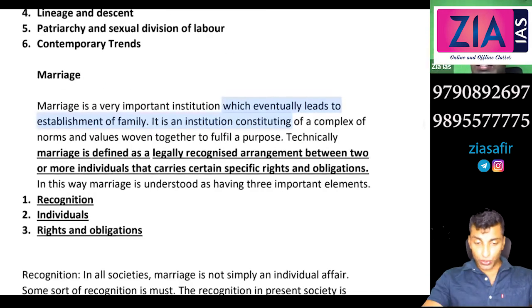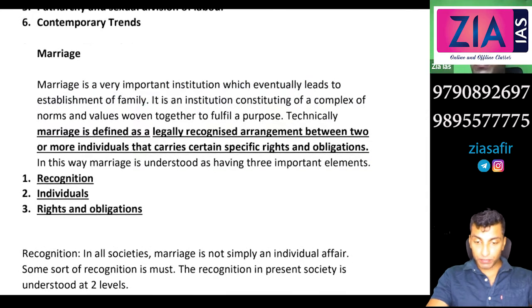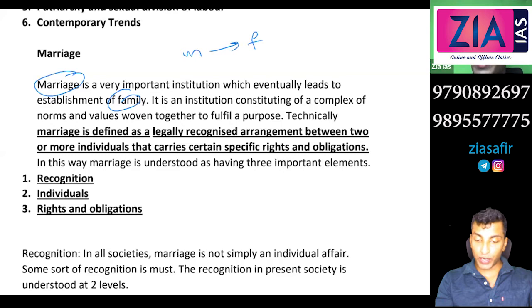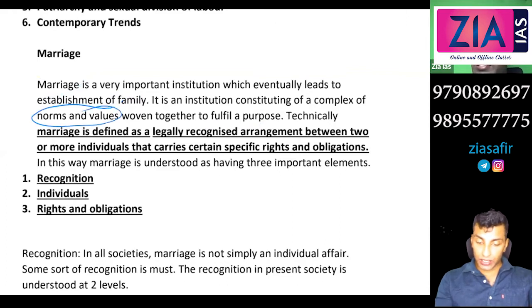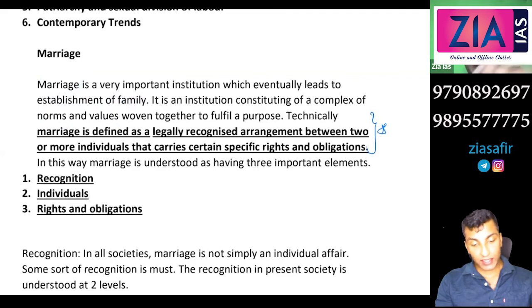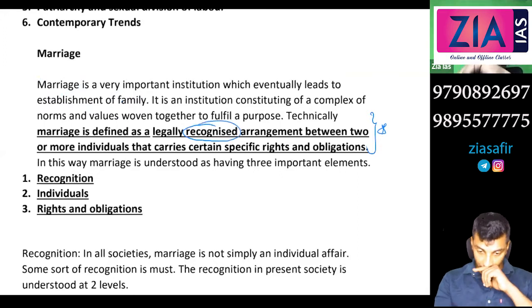Okay, so you can see here marriage is a very important institution which eventually leads to establishment of family. All right, so marriage leads to establishment of family. It is an institution consisting of complex of norms and values woven together to fulfill a purpose. So marriage involves certain norms and values. Okay, so technically, now this definition you need to know. Technically, marriage is defined as legally recognized arrangement. So there is an element of recognition required. So legally recognized arrangement between two or more individuals.